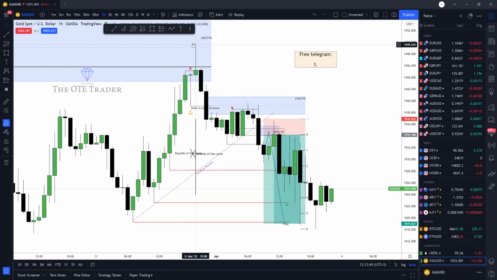So when a smart money reversal happens, you don't have to get in at the smart money reversal. You can just wait for a structure break and then get in on a fair value gap, which is what I do most of the time.